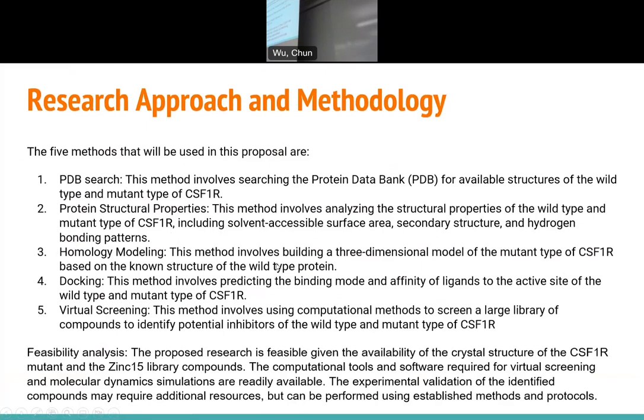The modeling method involves building a three-dimensional model of the mutant type of CSF1R based on the known structure of the wild type protein, and then docking involves predicting the binding mode and affinity of ligands to the active site of the wild type and mutant type of CSF1R. And then lastly, the virtual screening will use computational methods to screen a large library of compounds to identify potential inhibitors of the wild type and mutant type of CSF1R.